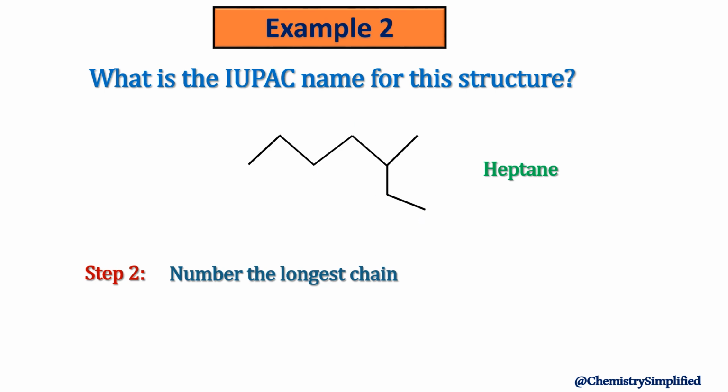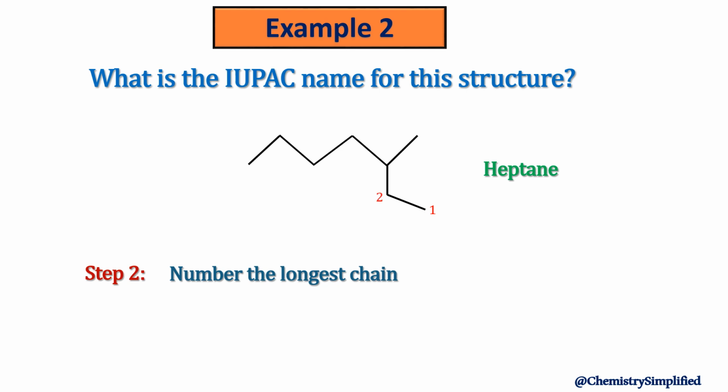However, let's start to name it from right to left as well, because remember, it doesn't matter. Whichever one provides us with the best answer, with the lowest number for the substituent, that's what we have to use. That's why we have to number it from left to right and right to left.